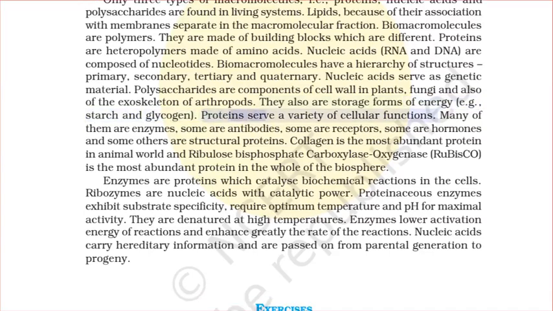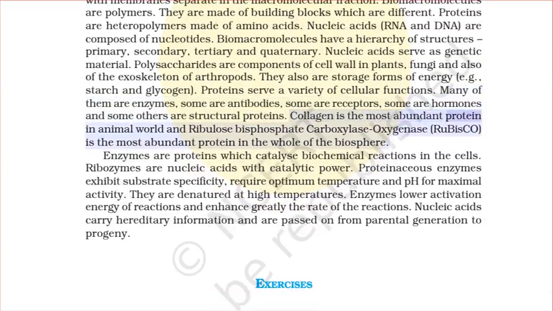Proteins serve a variety of cellular functions. Many of them are enzymes, some are antibodies, some are receptors, some are hormones, and some others are structural proteins. Collagen is the most abundant protein in the animal world, and ribulose bisphosphate carboxylase oxygenase, RuBisCO, is the most abundant protein in the whole of the biosphere.